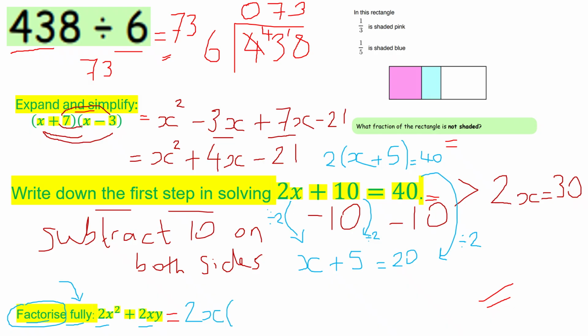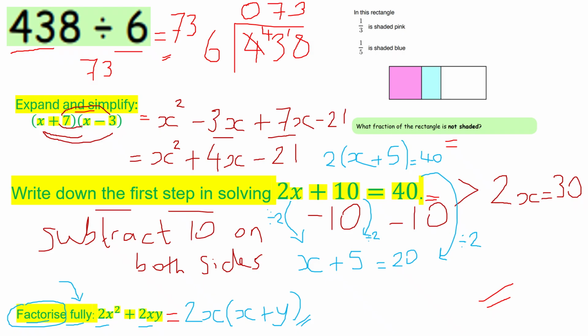Now I'm going to put an open bracket. 2x times what is 2x squared? That would be x. And 2x times what is 2xy? That would be y. So our final answer reads 2x lots of (x plus y), brackets closed. So factorize means to put into brackets.